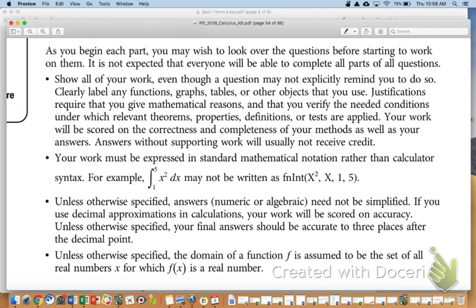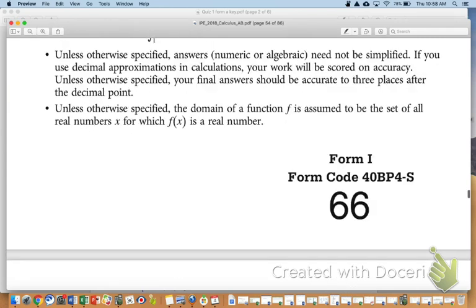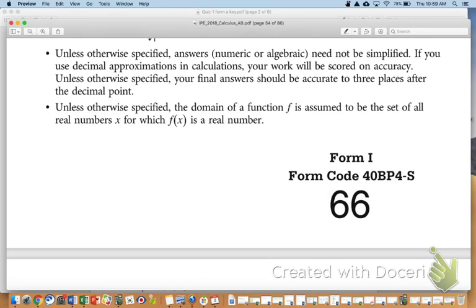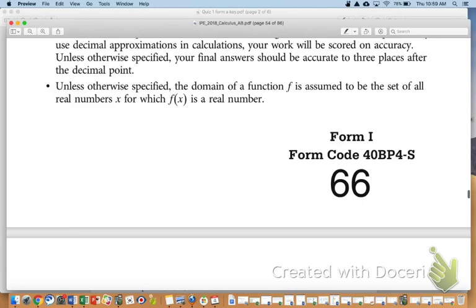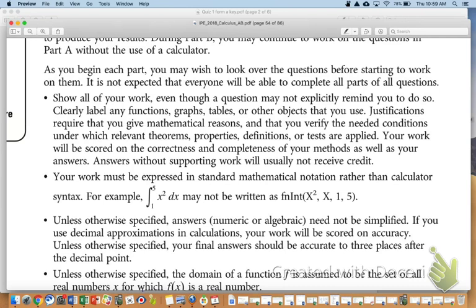Justifications require that you give mathematical reasons. You verify the needed conditions for all the theorems and such that you use. Your work will be scored on correctness and completeness of your methods as well as your answers. So answers without supporting work will usually not receive credit. Two bullet points later, unless otherwise specified, answers need not be simplified. Then there's the 3 decimal place thing, and I think that's it. So Nick, I just want to bring that out. Just always assume that that's the underlying requirement: give a reason, show us why you got this. So, okay, any other follow-ups?